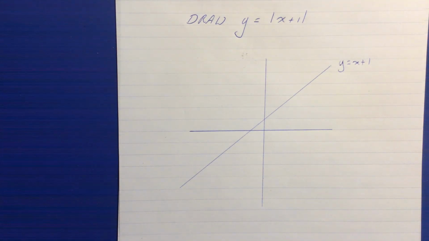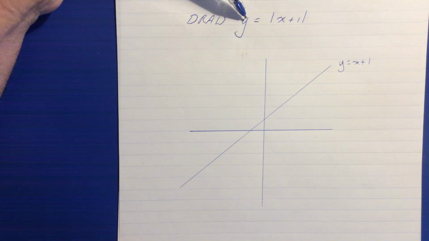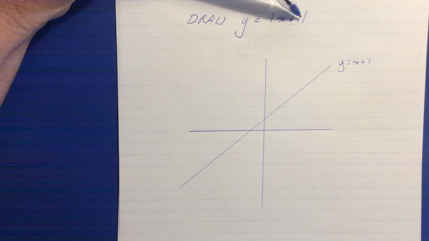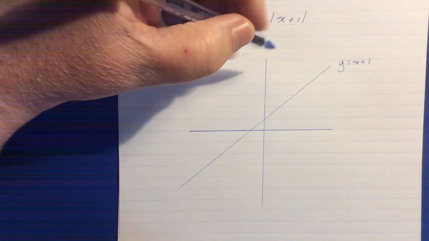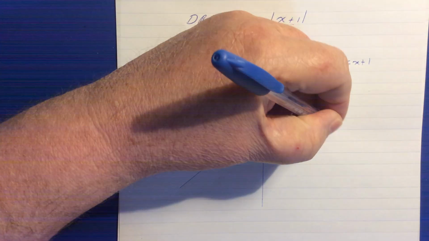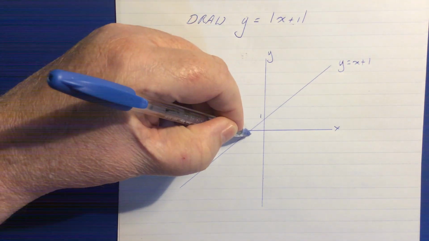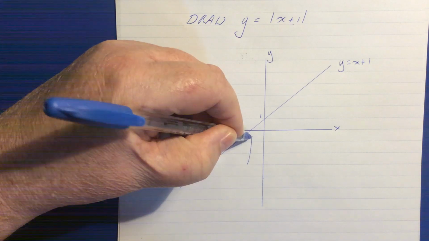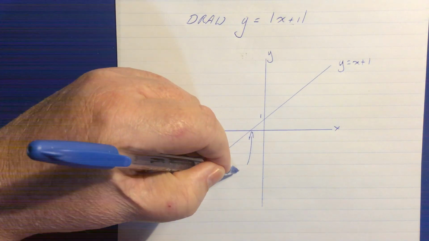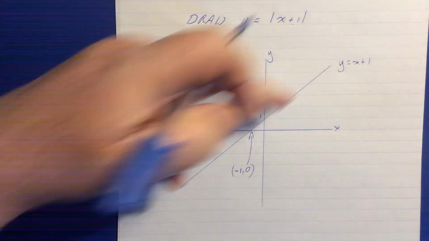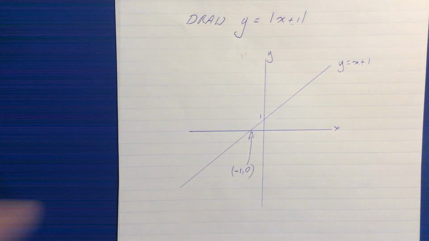And today we're looking at what we do when we're confronted with this. Now, the instruction is draw y equals the absolute value of x plus 1. Now, on my Cartesian plane, I have drawn x plus 1. This point here is 1, and this point here, which I'll draw an arrow to, is negative 1, 0. Now, if we were instructed to draw x plus 1, this is what it would look like.